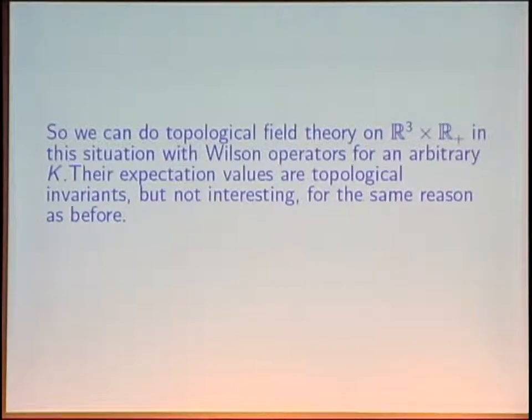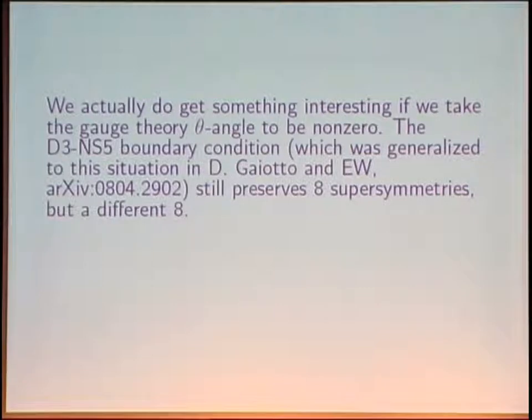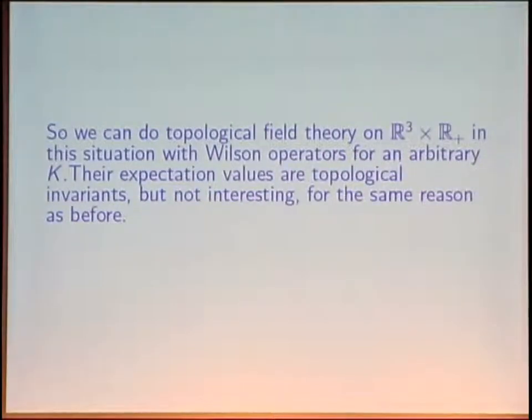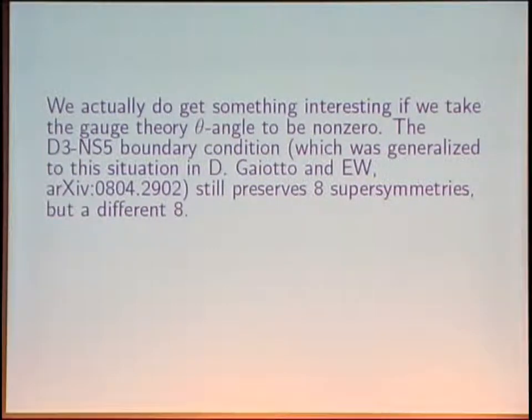Okay. Somehow, I think we already did this slide. But just to repeat, we do topological field theory on the half space. We've got arbitrary Wilson operators, but they don't do anything interesting. Now, we actually do get something interesting if we take the gauge theory theta angle to be non-zero.